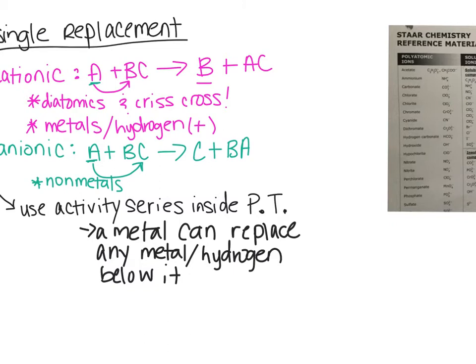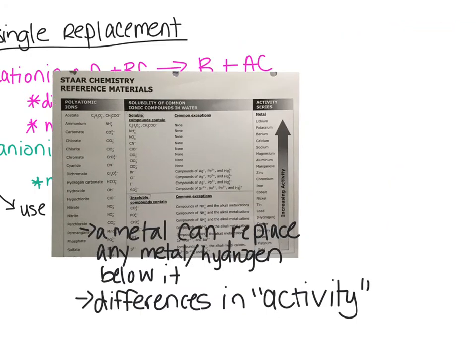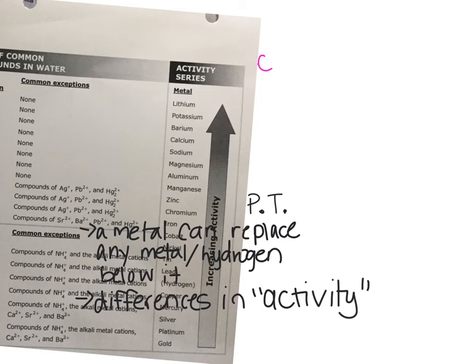Another thing that I do want you to add to these notes is differences in their activity. What do you guys think I mean by their activity? Do you see that big arrow next to your list? You have the arrow going up, right? So the differences in their activity, meaning something like lithium and potassium, they don't have a very big difference. But lithium and lead, big difference. Do you see that?